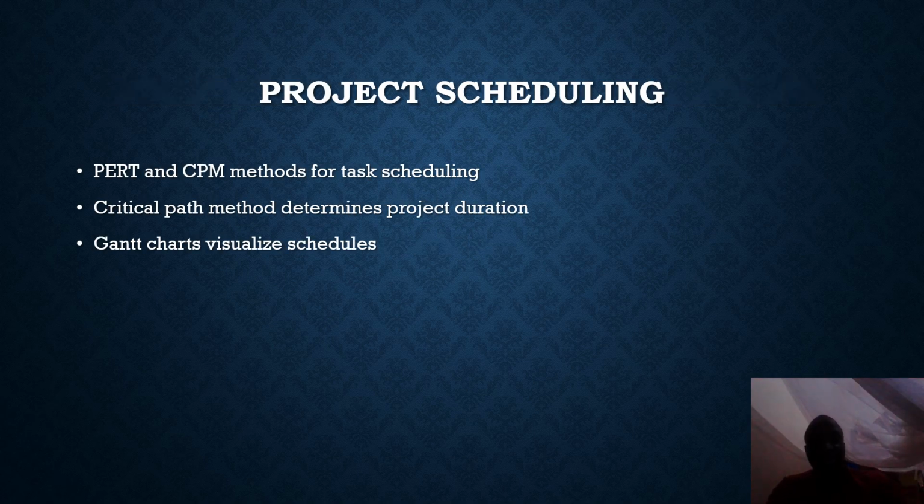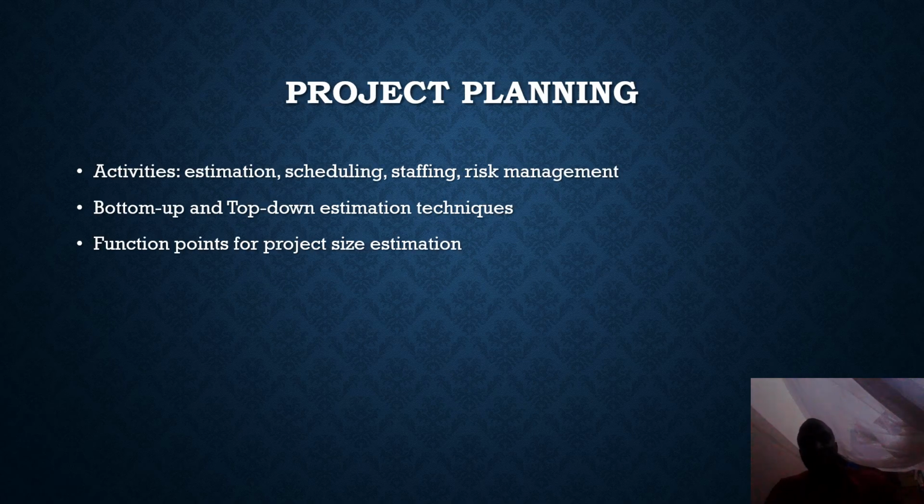Then project scheduling. We have the PERT and the CPM models for task scheduling. Then we have the critical path method, which determines the project duration. Then we have Gantt charts, which visualize the schedules.